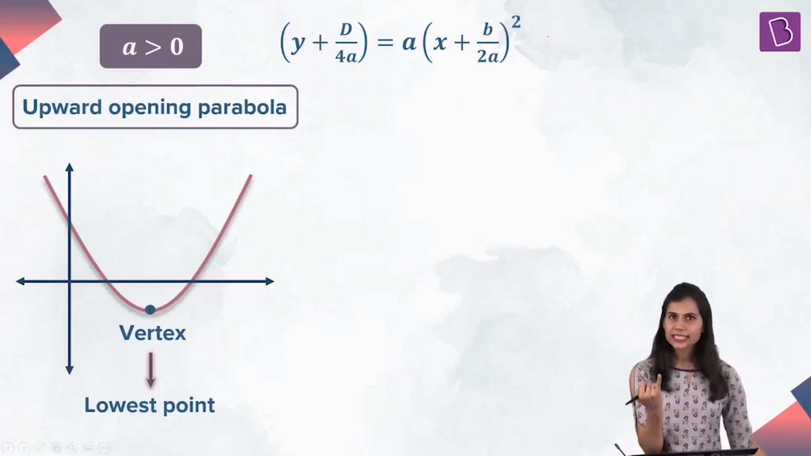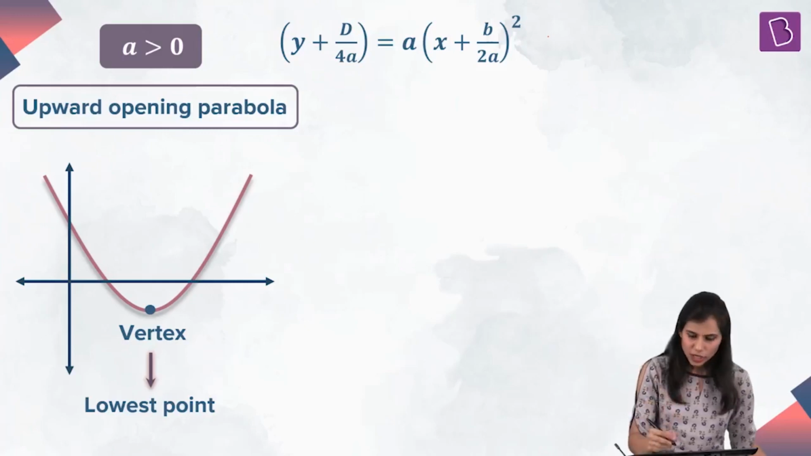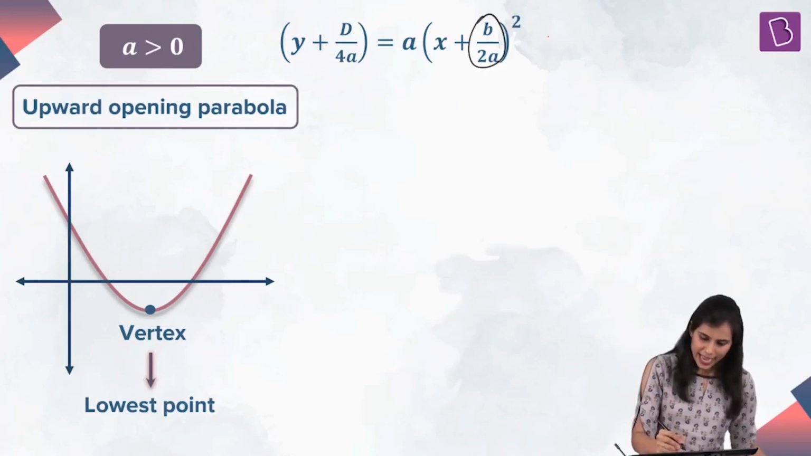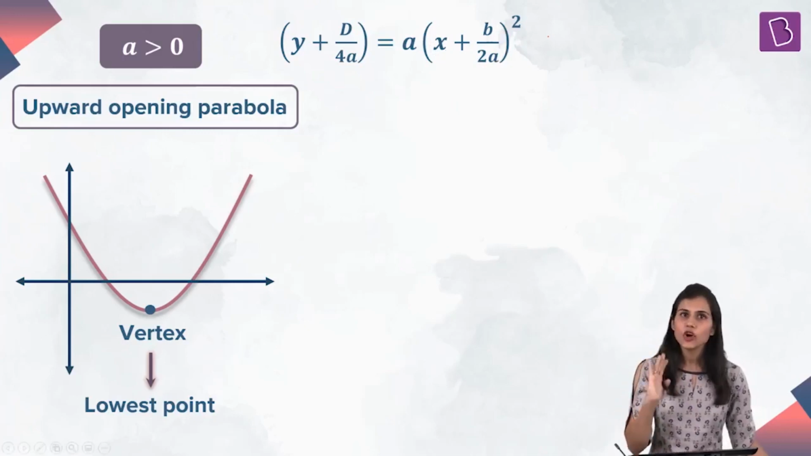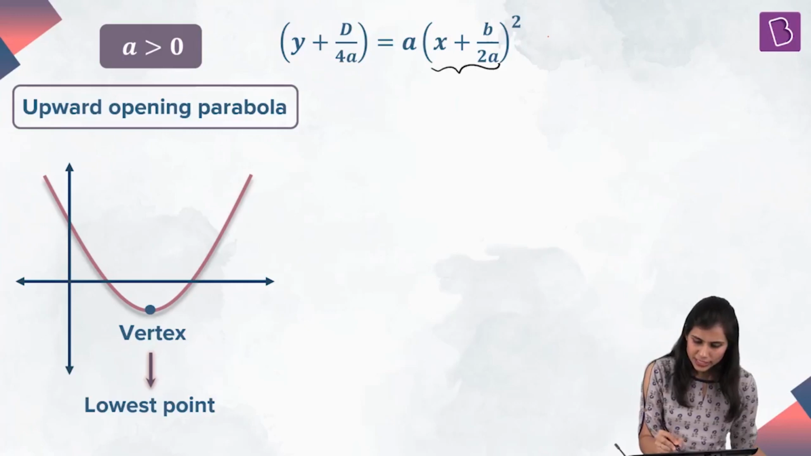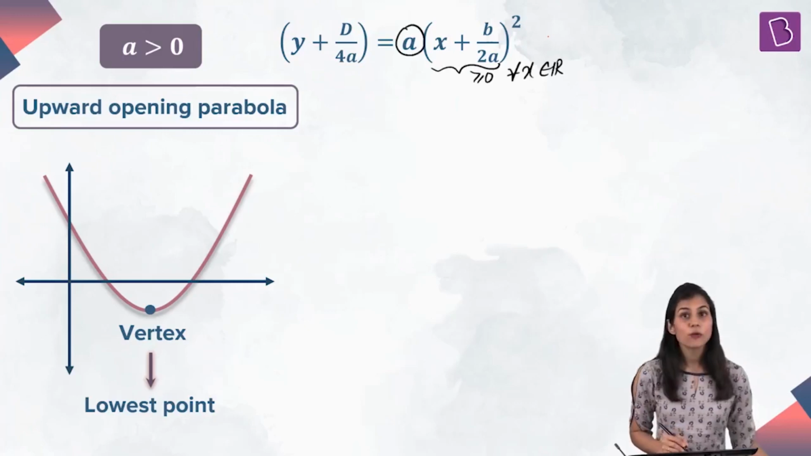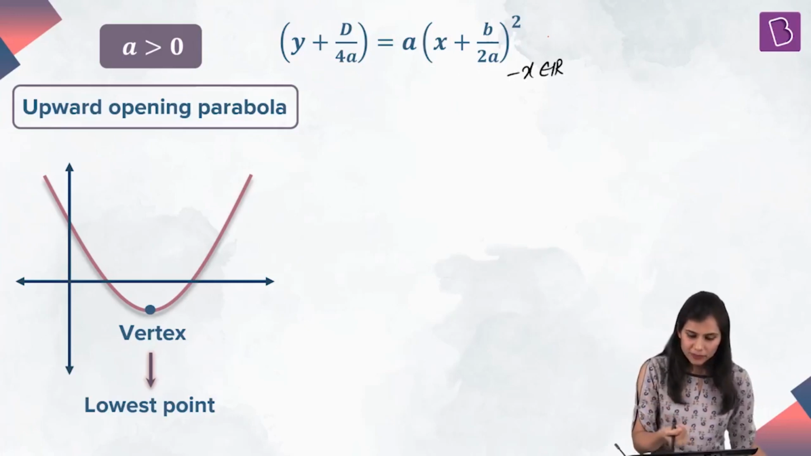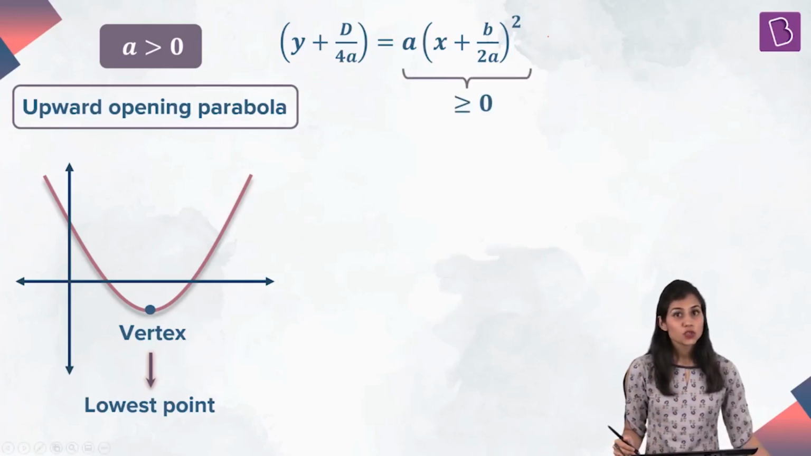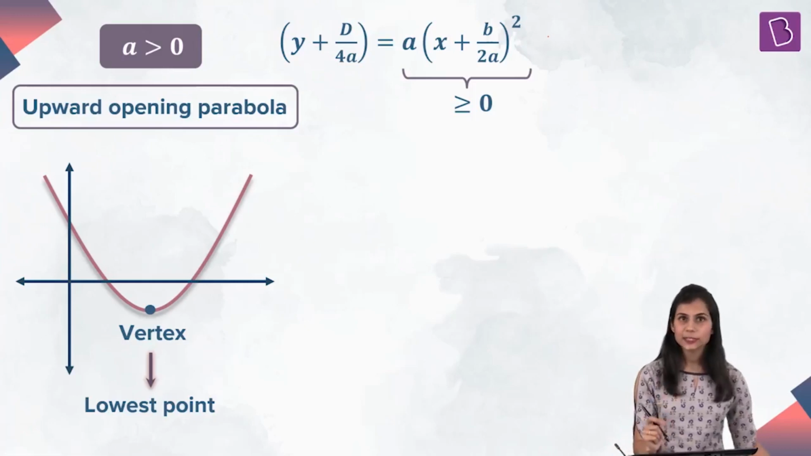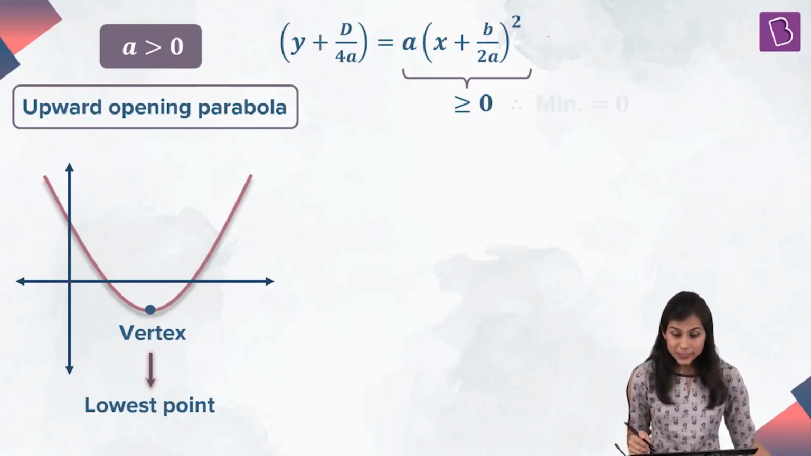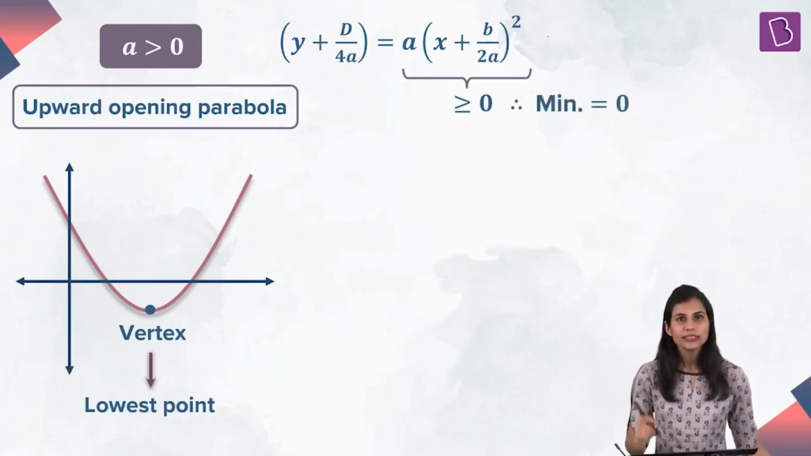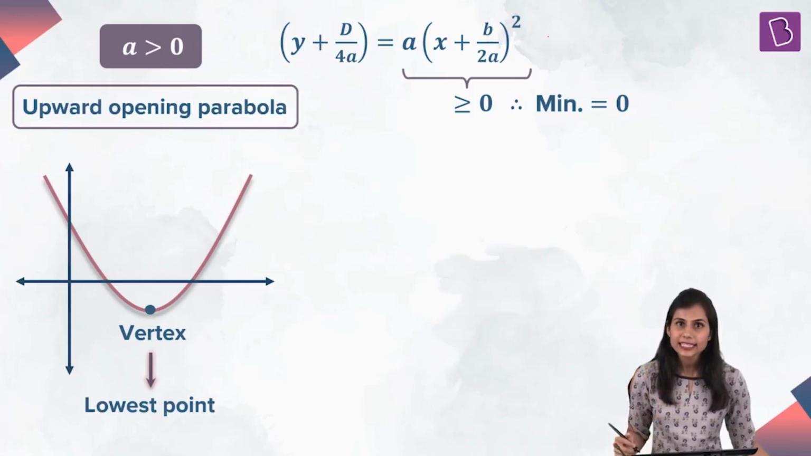Now, b is real, a is non-zero real, so b by 2a is real, x is real, so x plus b by 2a is real, and the square of any real is non-negative. That means this portion is non-negative for every real x. a already is positive. Positive into non-negative means non-negative. So what are you getting? That the right-hand side portion of this equation is greater than or equal to 0. That means the minimum that it can be is 0. The least value that it can obtain is 0.